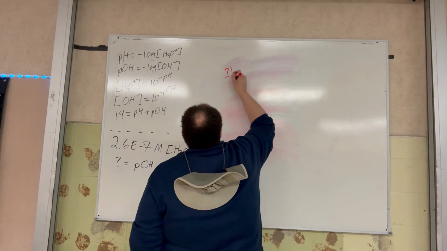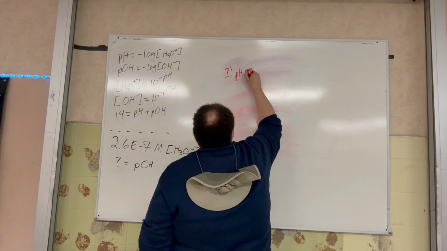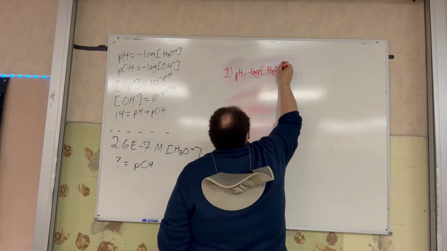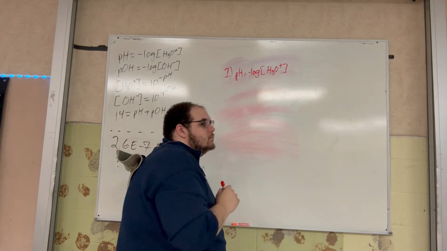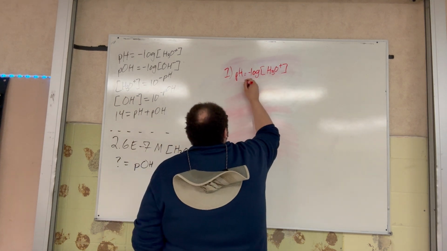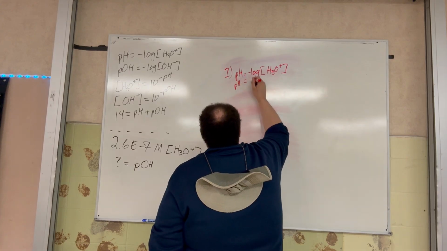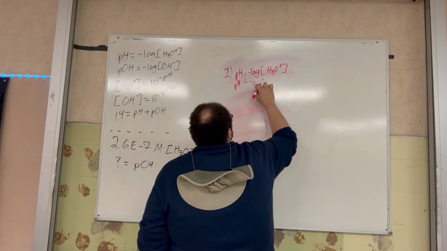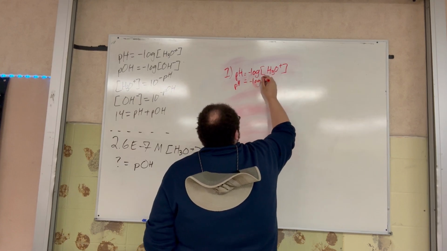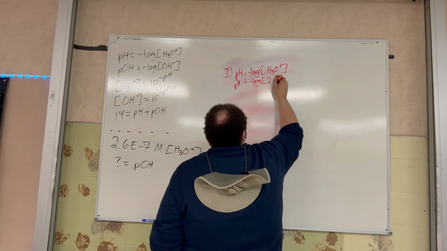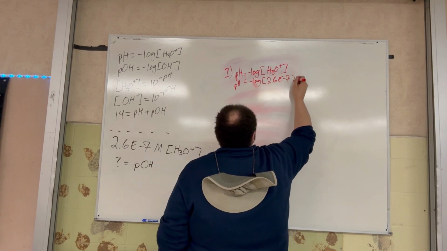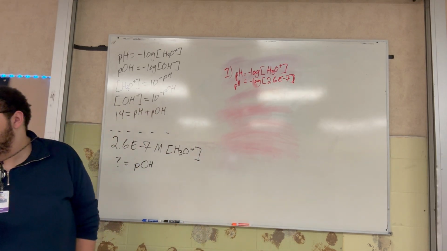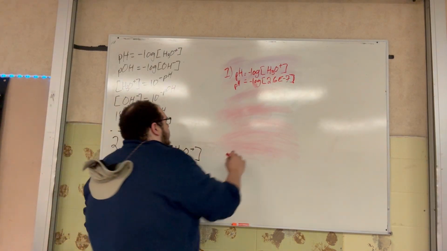So equation 1, we use pH equals the negative log of hydronium. Plug and chug, we get pH equals the negative log of 2.6 E negative 7. Plug that in your calculator, what did we get? 6.59.